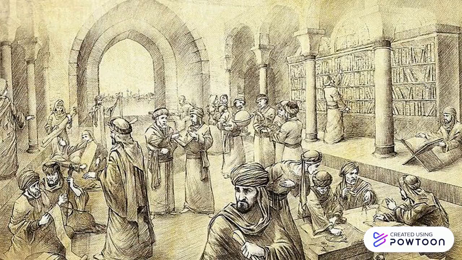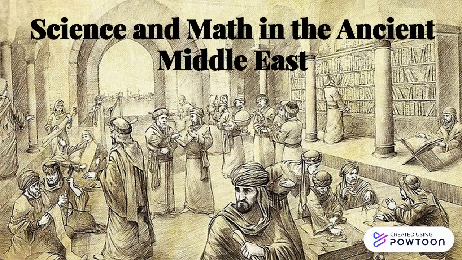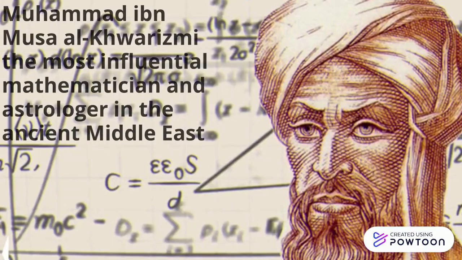Science and Math in the Ancient Middle East. Muhammad ibn Musa al-Khwarizmi, the most influential mathematician and astrologer in the ancient Middle East.